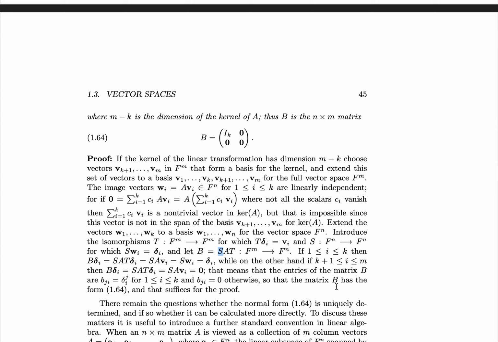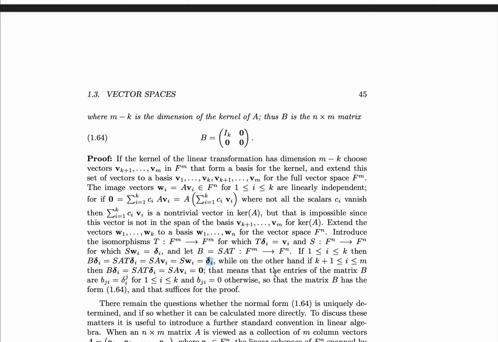Let's see what this does on each of the standard basis elements. B of delta_i, since B is equal to SAT, is SAT of delta_i. T of delta_i we defined to be v_i, and since we're looking at the first k of these, this will send it to S A v_i, and then A v_i, in the first k, goes to w_i, where i is from 1 to k. So it's equal to S on w_i, which by definition is delta_i.